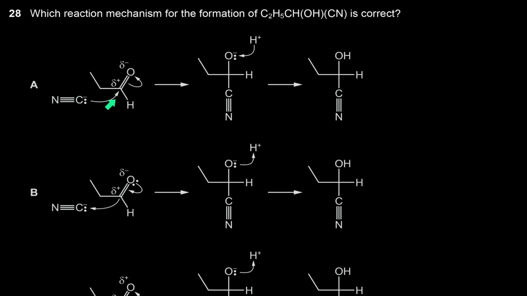So in part A, is the first step of the mechanism correct? The CN⁻ ion is the nucleophile. It donates its electrons to this delta plus carbon, and you form this anion intermediate. Okay, the first step is correct. What about the second step? Is the second step correct? The electrons going from the H⁺ to the oxygen? No, the second step is incorrect, so it can't be A.